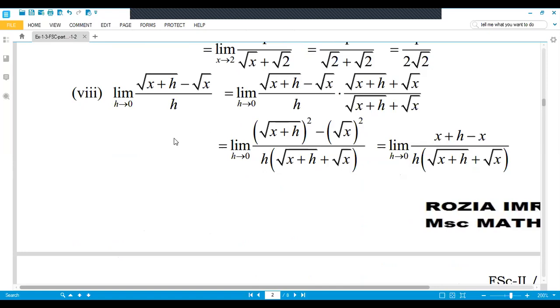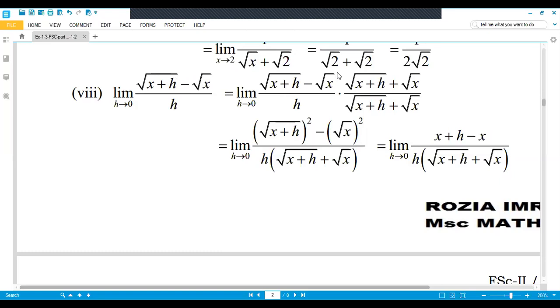Limit h approaches to 0. Now here the variable on which you apply limit, that is h. Under root x plus h minus under root x divided by h. Again you rationalize it, the same number with its conjugate you multiply and divide, you rationalize it. So the given number you multiply and divide with under root x plus h plus under root x. So you multiply and divide by its conjugate, you rationalize it.